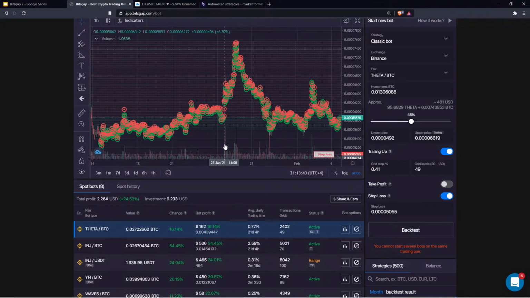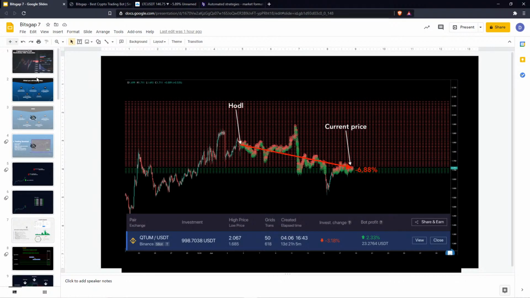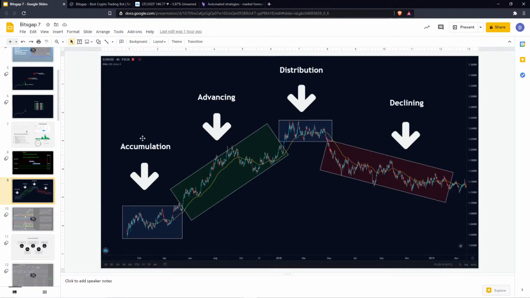Okay, so what we learned today is that, first of all, you must define the market phase: accumulation, advancing, distribution, and declining. You want to launch the bot only on the accumulation, advancing, and distribution. You don't want to launch them on declining, because it makes no sense to let your investment depreciate, right?